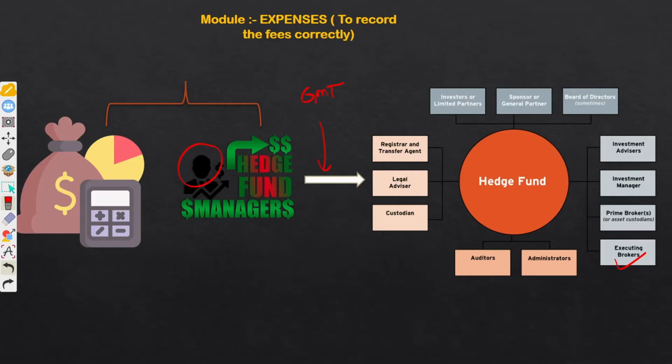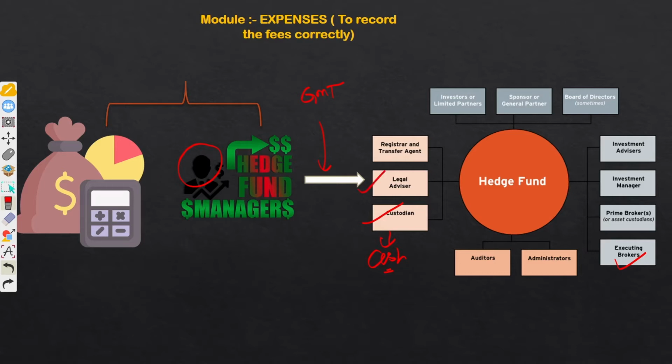Then you also require custodians to manage cash payments, right? If you don't have a cash account or a bank account, how will you accept funds from the investors? Or how will you transfer amounts from your bank account to another bank account? That's why you require custodians as well.